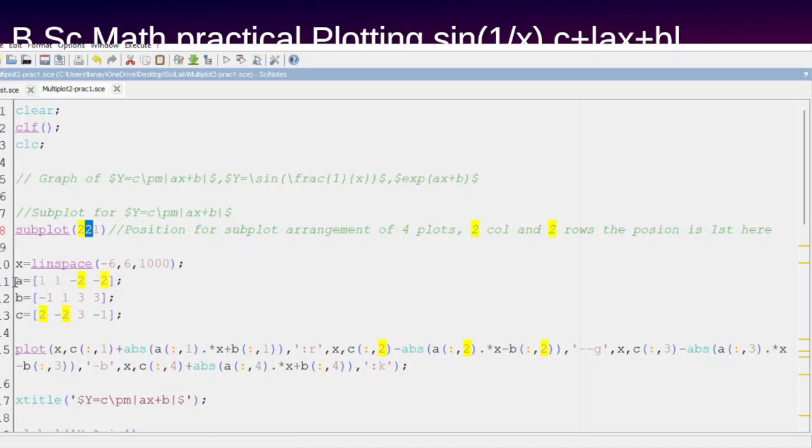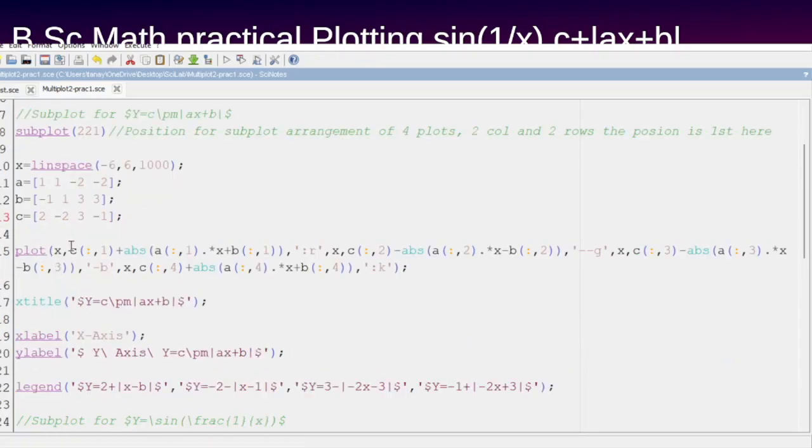At first, a is a real number, so I put the values of a as 1, 1, -2 and -2. 4 values I am taking. b as -1, 1, 3 and 3. c as 2, -2, 3 and -1. Now I am plotting them.